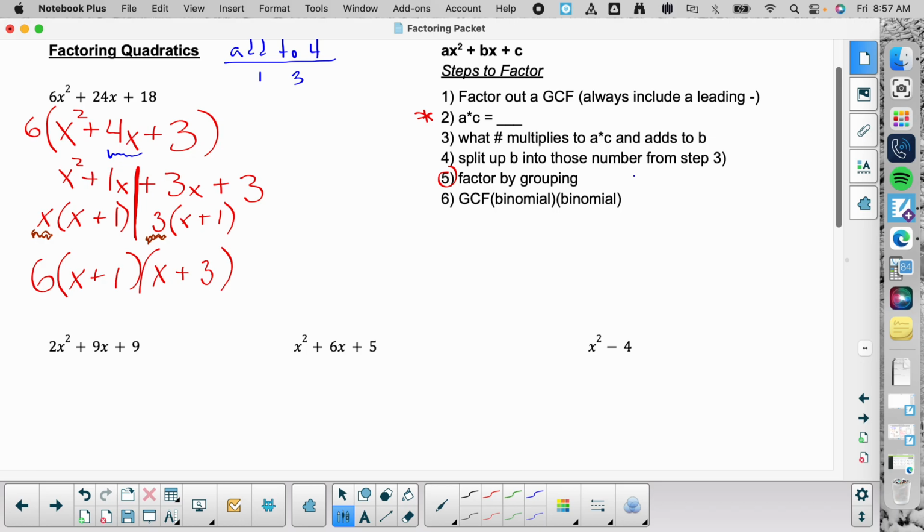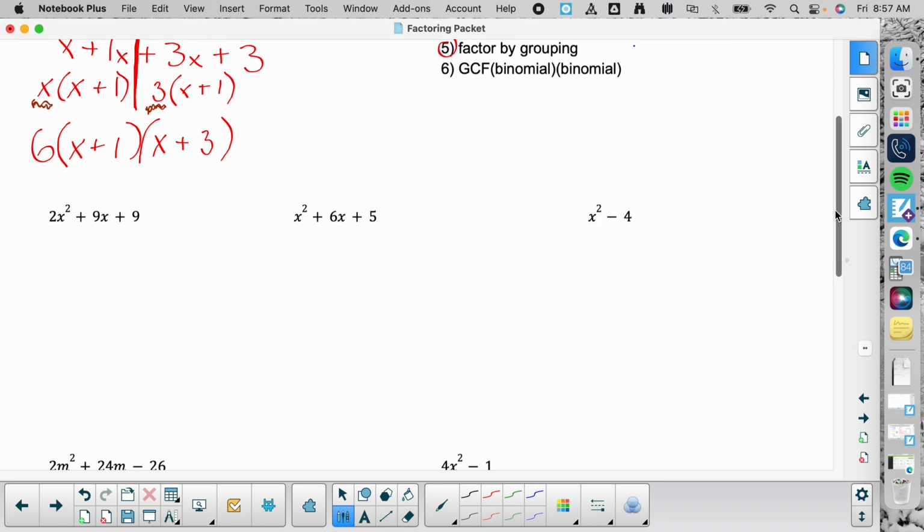Step 2, it says A times C. Which I don't think, does anybody know what A and C are, by the way? That's what I was worried about with the directions. The first and the third number.